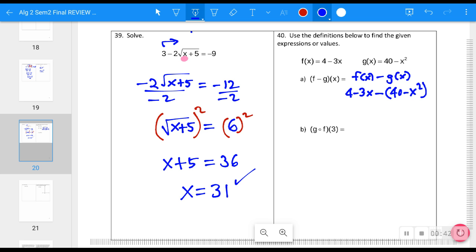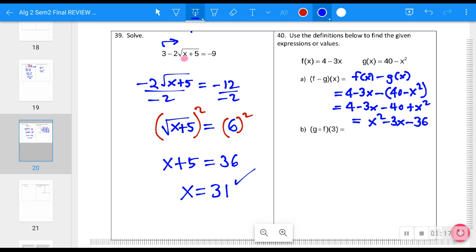Now we're going to just collect our like terms and so forth. The negative sign here applies to both parts. So if we distribute that, this line would look like this: 4 minus 3x minus 40 and then plus x squared. And then putting it in standard form with the x squared up front. And then collect the 4 with a minus 40, you get minus 36. And there's your answer.